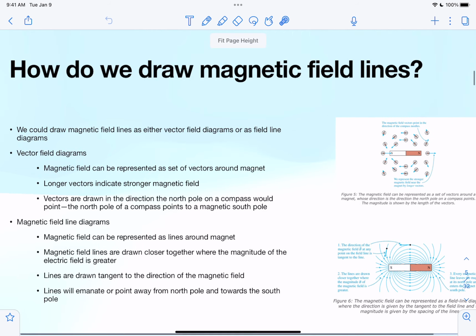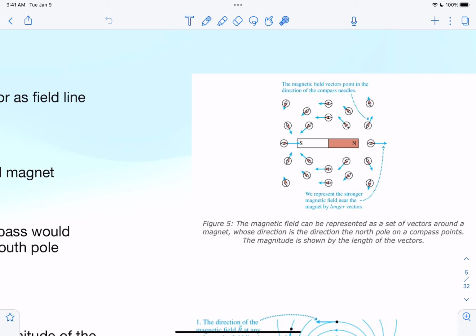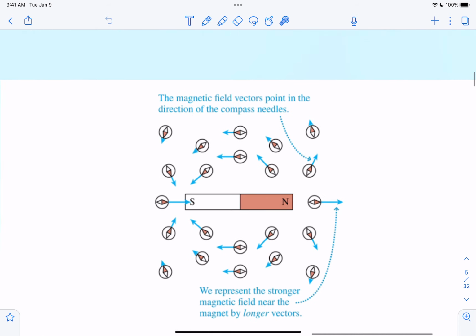Vectors are drawn in the direction that the North Pole on a compass would point. Well, this requires us to understand that the Earth has a magnetic field of its own. There's a North and a South Pole to the Earth. A north direction on the compass would actually point towards the magnetic South Pole.